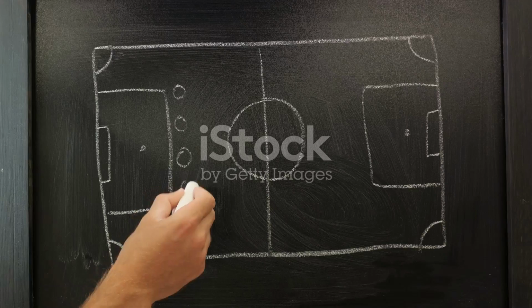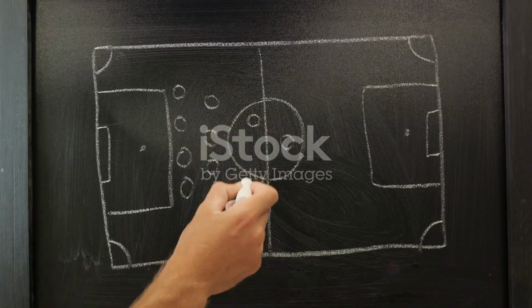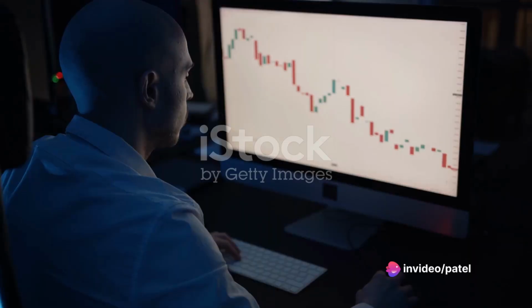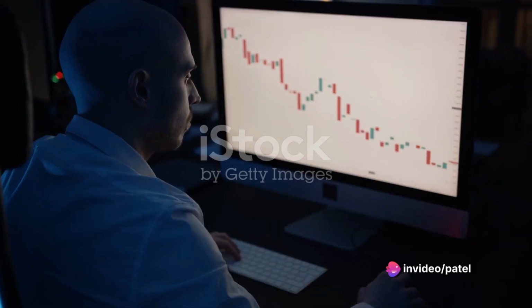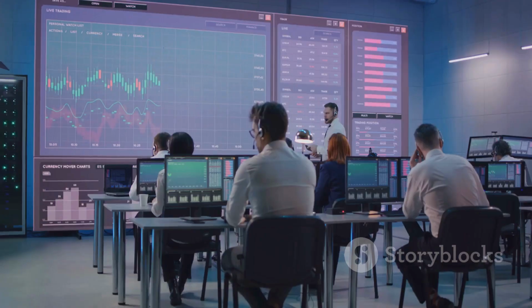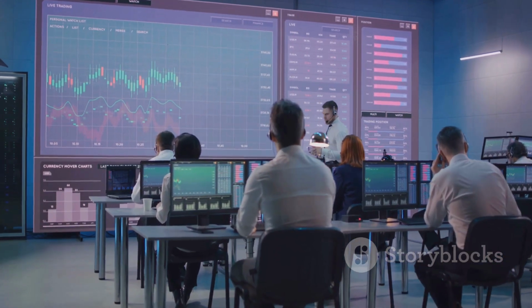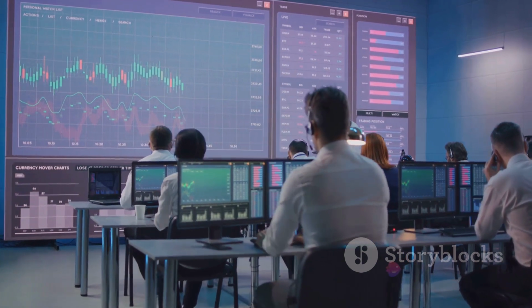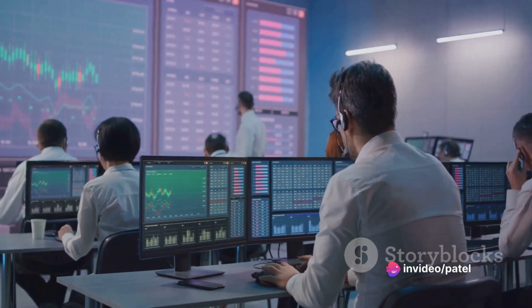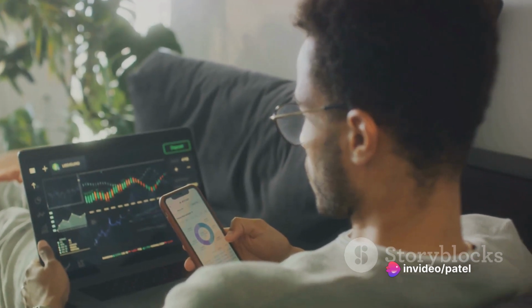There are various trading styles you can explore, each with its unique characteristics and requirements. For instance, day trading involves buying and selling within a single trading day. It's fast-paced and requires constant attention. On the other hand, swing trading is a medium-term strategy where trades last from a few days to a couple of weeks. It's less intensive than day trading but still calls for regular monitoring.